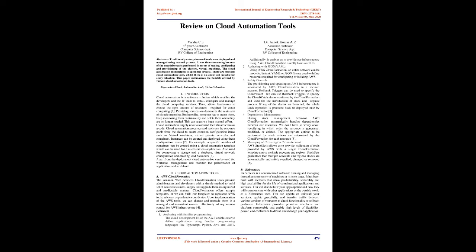Cloud automation largely revolves around infrastructure as code. Cloud automation processes and tools use the resource pools from the cloud to create common configuration items such as virtual machines, virtual private networks, and containers. Instances can be created and deployed using these configuration items too. For example, a specific number of containers can be created using a cloud automation template which can be used for a microservices application. Also used for connecting a storage and a database, virtual network configuration, and creating load balancers.